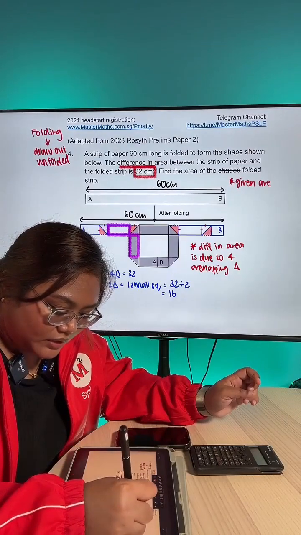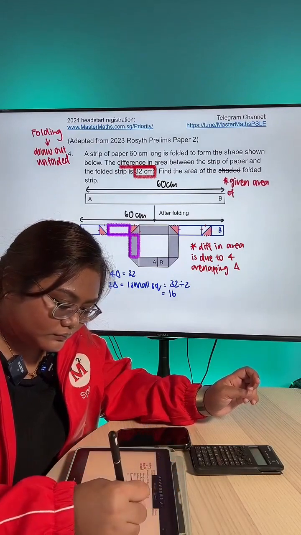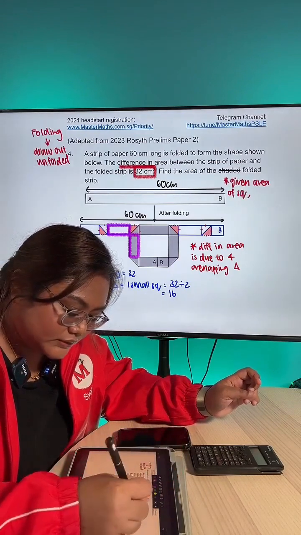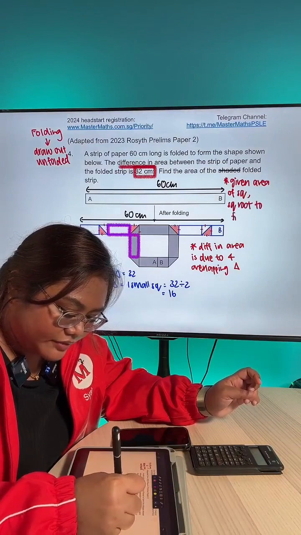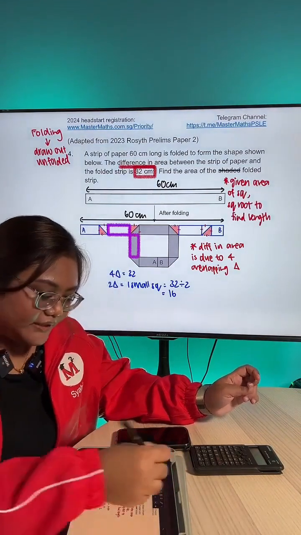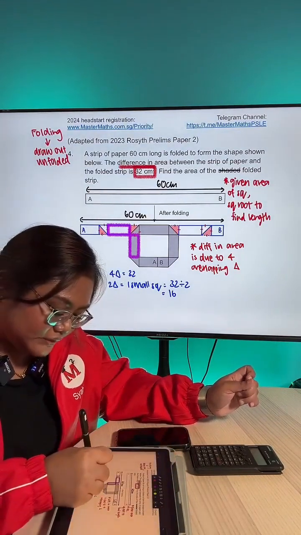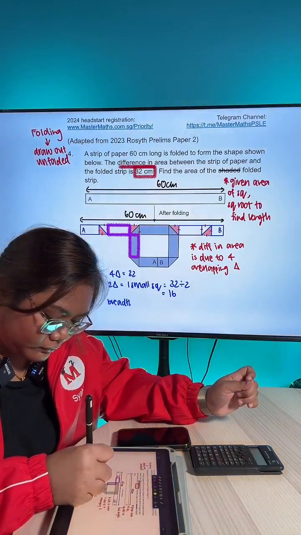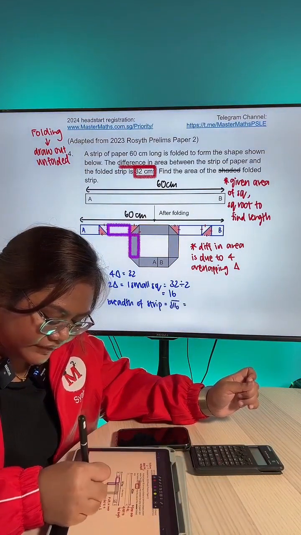Given the area of a square, we square root to find the length. Okay, so how does this help? If I have 16, I can square root to find the breadth. Okay, so the breadth of the strip will be square root 16 to give us 4.